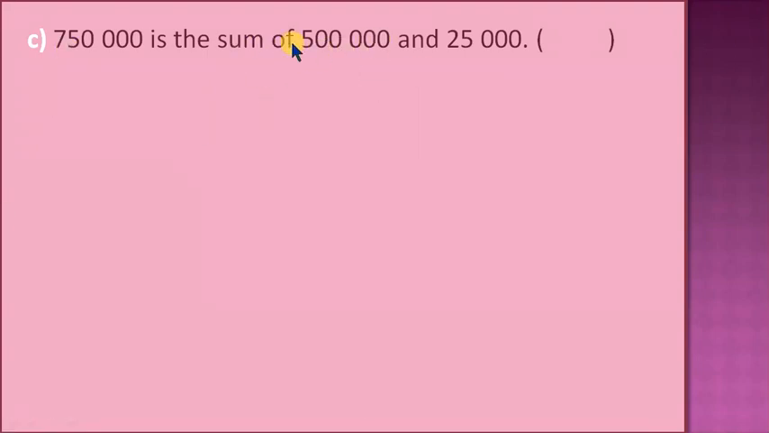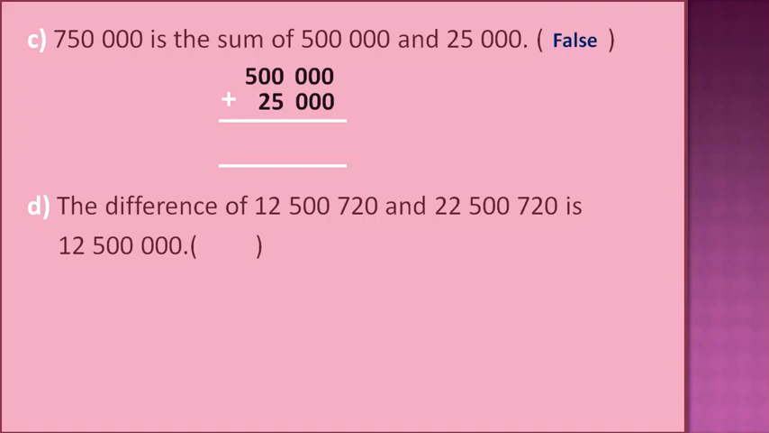Now write first this value 500,000, then 25,000, and add. 0, 0, 0, 5 and 2 and 5. 525,000 is the answer, but here you can see 750,000. So it means that this statement is false. Okay, now comes to D.